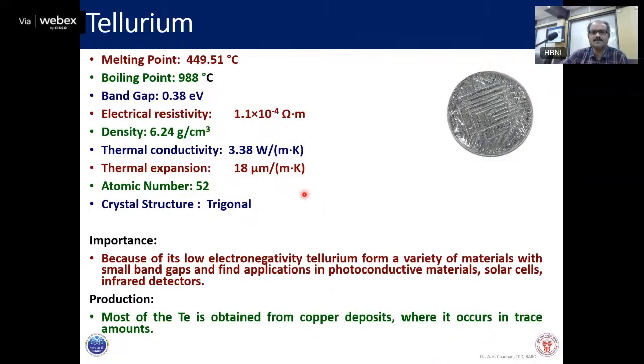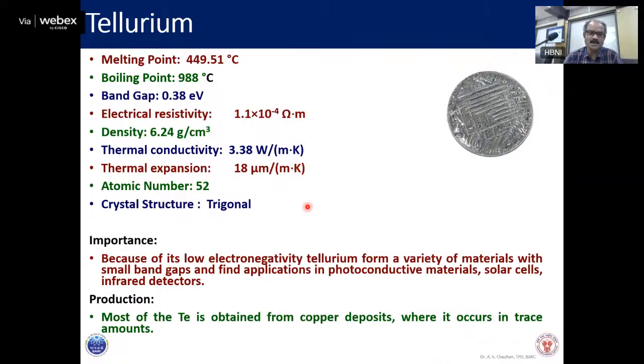The crystal structure is trigonal. What is the trigonal structure? You have a cube. Suppose you hold it at the diagonal faces and stretch it. In that case, a, b, c will be equal, alpha, beta, gamma will be equal, but not equal to 90 degrees. This structure is trigonal, and tellurium crystallizes in this structure.